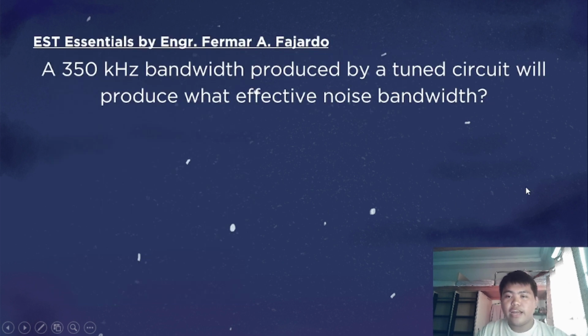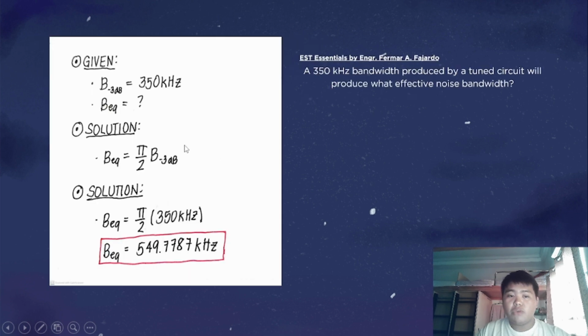So another example is from Fajardo. A 350 kHz bandwidth produced by a tuned circuit will produce what effective noise bandwidth? So in this problem, we need to find the effective noise bandwidth. We have the given equation of B sub EQ is equal to pi over 2 times B sub negative 3 dB, or also known as the half power bandwidth.